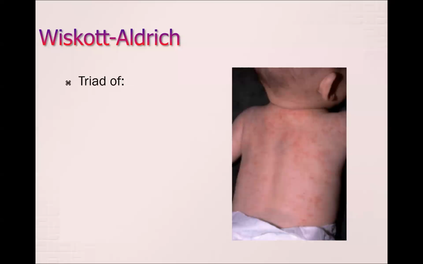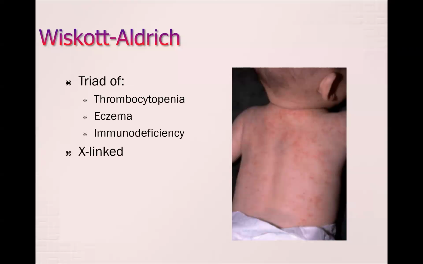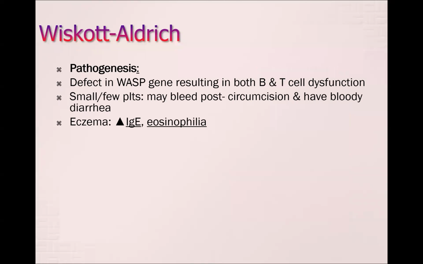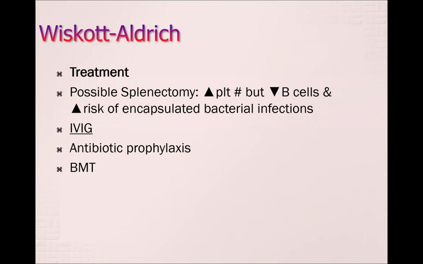So Wiskott-Aldrich, those of you on HEMONC or that have been through HEMONC have probably talked about Wiskott-Aldrich at some point in time. It goes along with a triad of thrombocytopenia, eczema, and immunodeficiency. It's inherited in an X-linked form. And the pathogenesis of it is a defect in the WASP gene, resulting in both T and B cell dysfunction. Typically, these patients will have small and few platelets, will have post-circumcision bleeding, and may present with bloody diarrhea. And then the eczema is typically an IgE-mediated as well as eosinophilic eczema that you'll see.